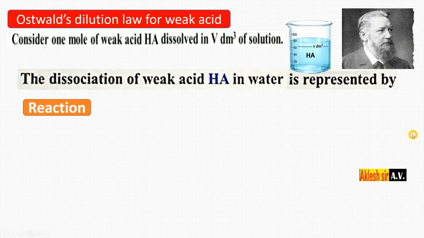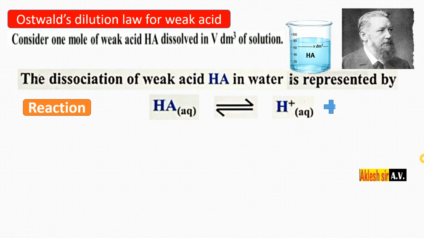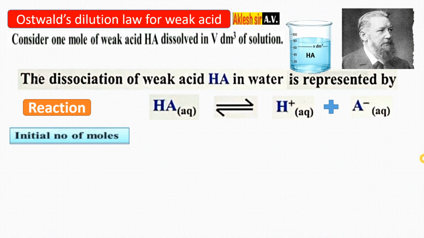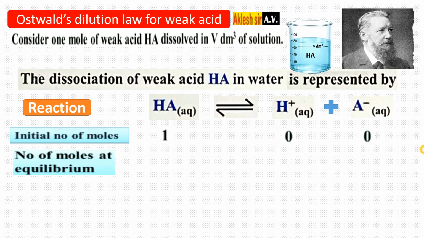So what will be the reaction? How do you show the dissociation of HA? HA dissociates to give H plus and A minus ion. Initially you have taken 1 mole of HA, and when the dissociation has not started, the concentration of H plus ion is 0 and A minus is also 0. So initially the number of moles of HA is 1, H plus is 0, and A minus is 0.